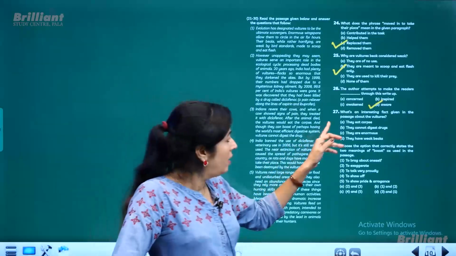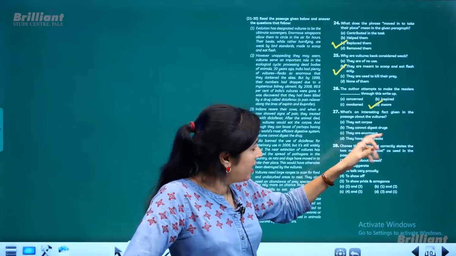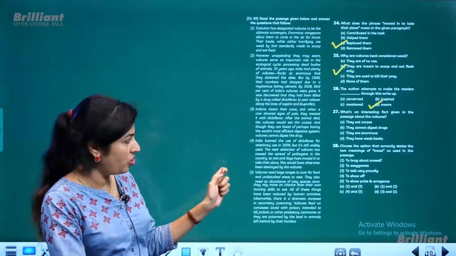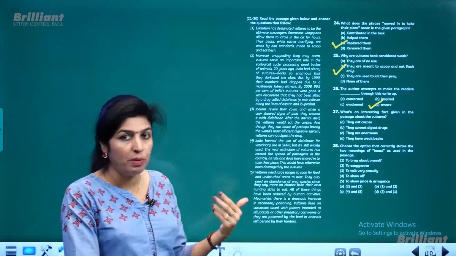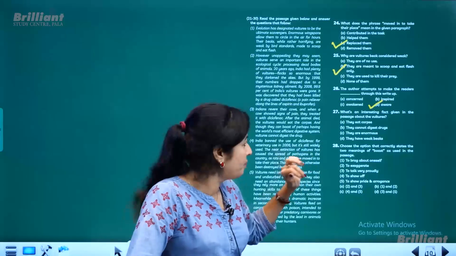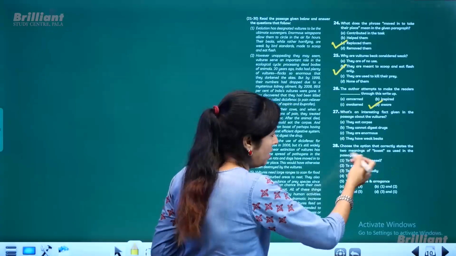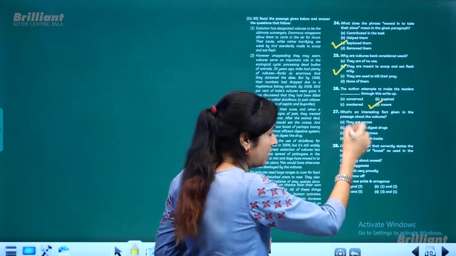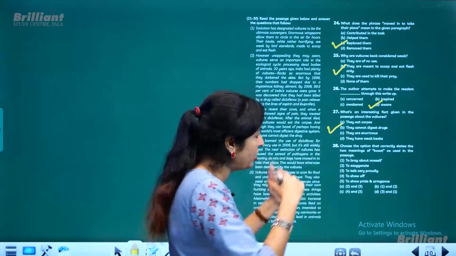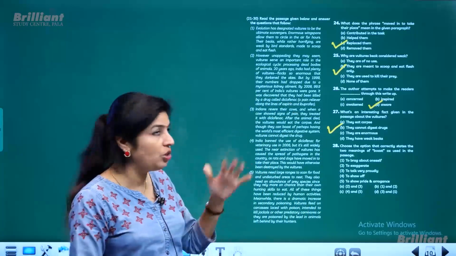27th question. What is an interesting fact given in the passage about vultures? One interesting factor which we did not know before reading the passage. They eat crops, that we knew. They cannot digest drugs. They are enormous. They have weak beaks. These are the things which we knew, but their digestive system cannot digest drugs. That's new information for us.